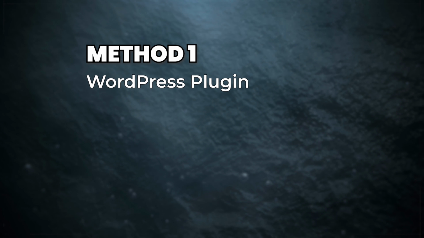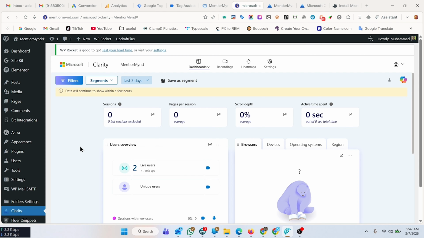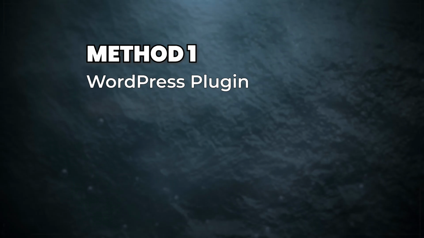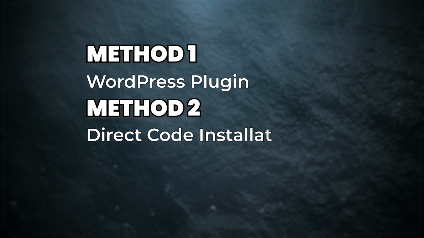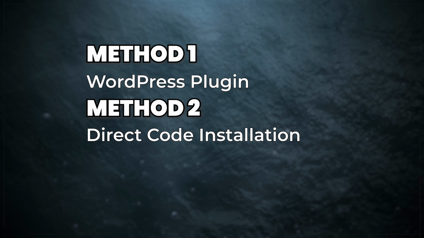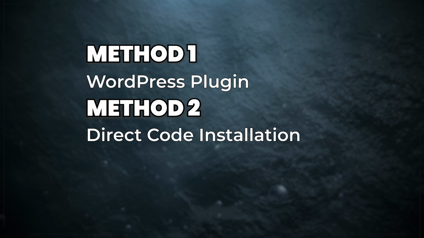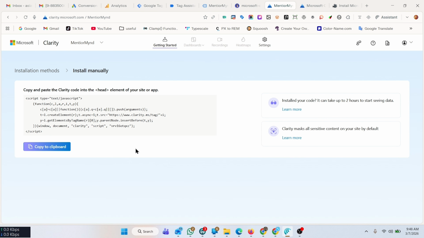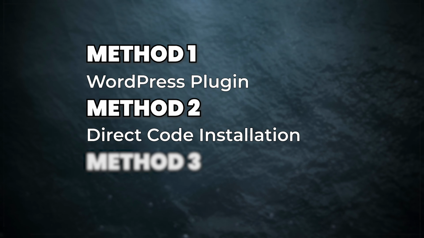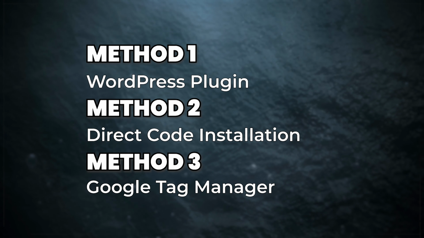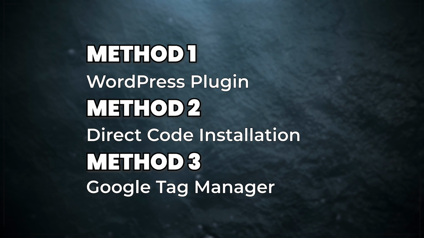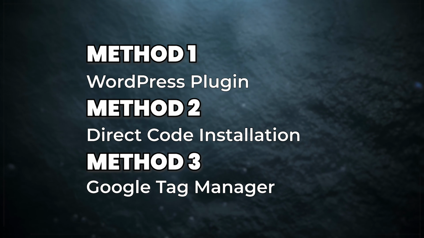So our first method was using a WordPress Clarity plugin, which is the easiest method and it needs no technical knowledge, which is perfect for beginners and anyone who just wants it done fast. And our second method was using direct code, which is good when you are comfortable managing code or working with a developer. But if you are editing theme files, always use a child theme and always back up first. And our third method is GTM, which is the best method if you are already using tag management on your site. It keeps everything organized in one place.